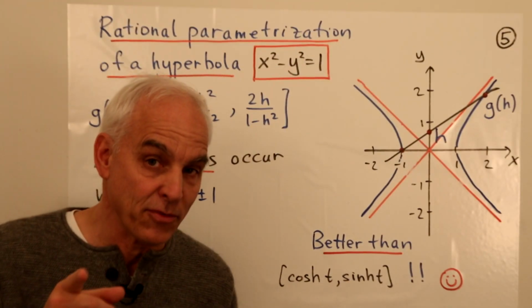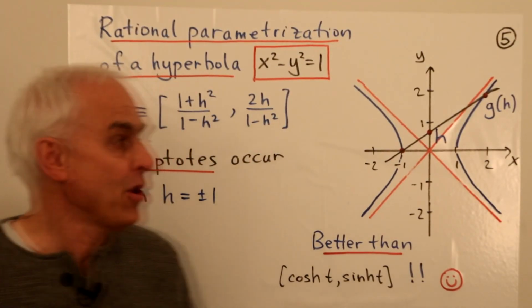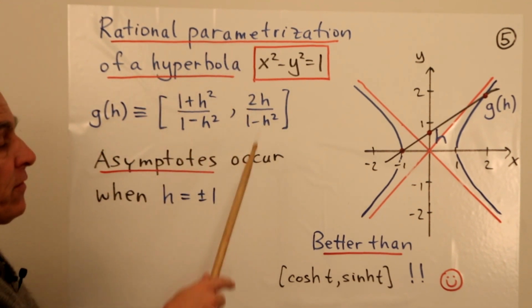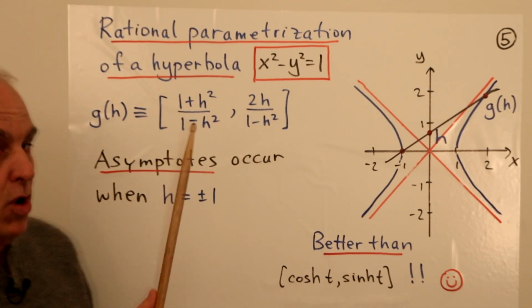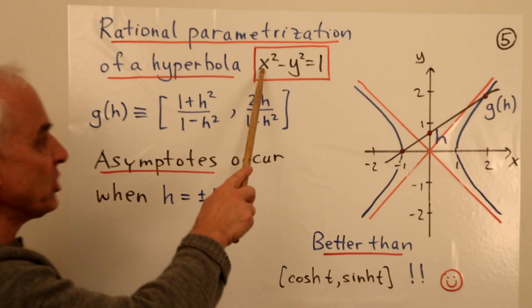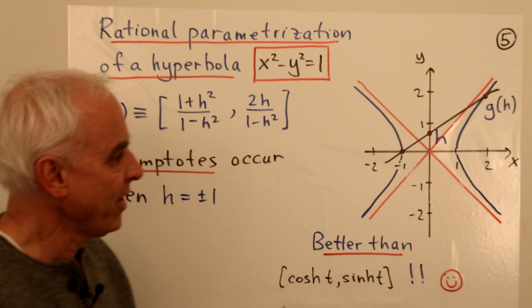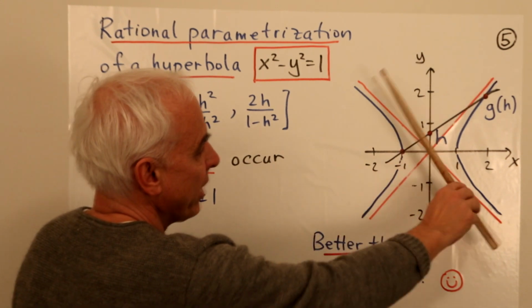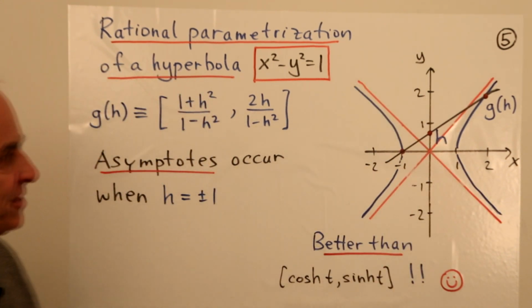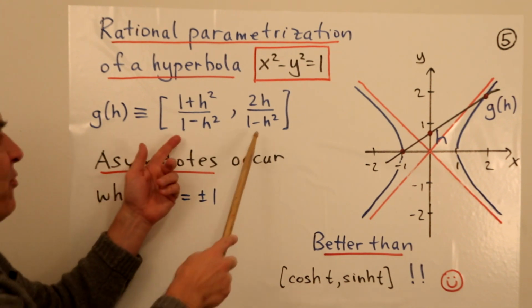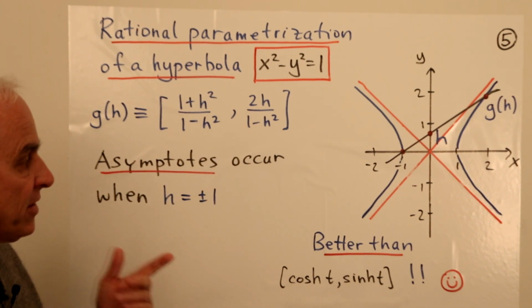Okay, so after we've done the rational parameterization of the unit circle, we can look at the rational parameterization of the unit hyperbola, or at least one of the unit hyperbolas. The one with the equation x squared minus y squared equals 1, which is this hyperbola right here. It has these asymptotes, the lines y equals x and y equals minus x. Okay, and its rational parameterization is obtained in a very similar kind of way.